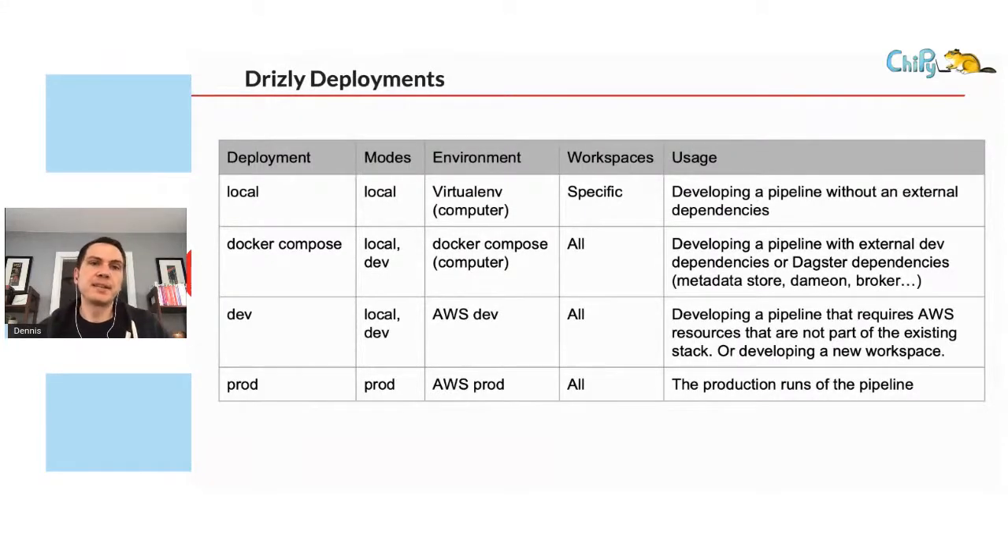The other thing that's helpful with Dagster is you can configure the instance for different environments. We have four main ways we deploy Dagster. One is locally within a virtual environment. One is within a Docker Compose. One's on our AWS Dev account, and one's on our AWS Prod account. And these will make more sense in the next slides.